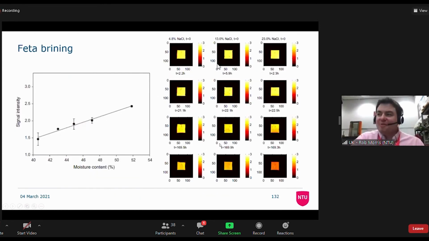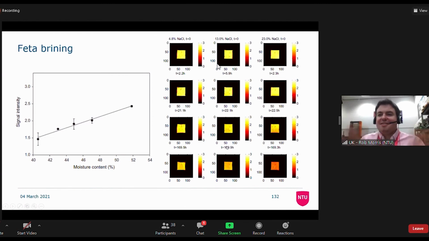This one is a really nice example of why MRI is not always the best technique. So this is brining of feta, a cube of feta in an upside down brining cup, basically, and watching how the brine goes into and cures the feta. And actually, with the exception of this image, all of the others are pretty much homogeneous and could have easily been done on a time domain instrument just with a core of feta.